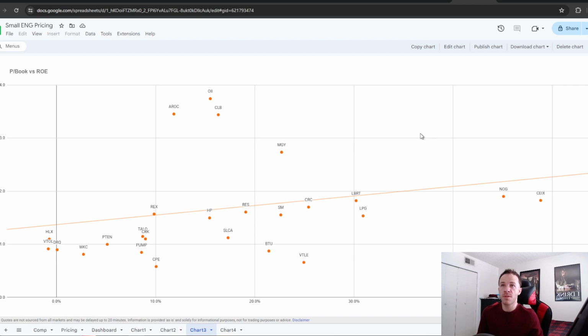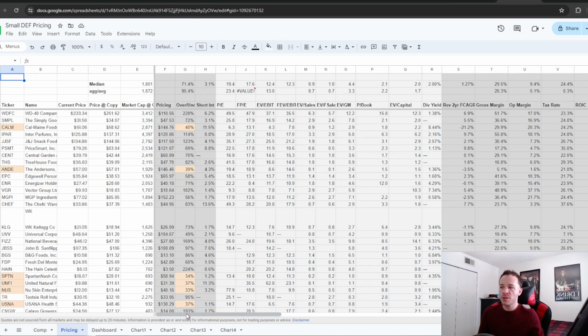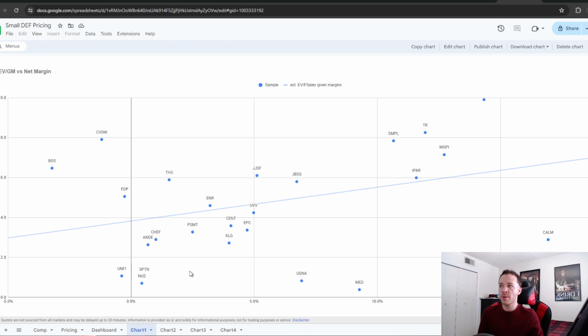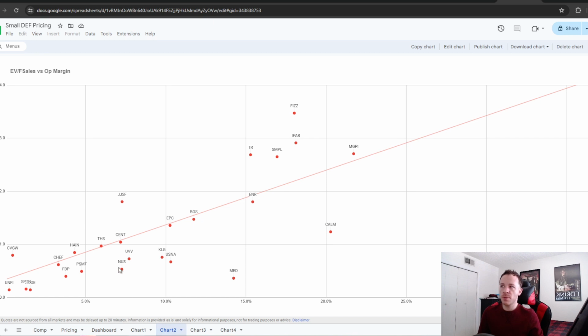Though there's also the fact that there's differences within the sector that helps to explain the lack of strength in the relationships as well. Then moving on to the consumer defensive sector, this is the last sector that we're going to be taking a look at. And the first chart we end up getting is EV to gross margins versus net margins, a nice positive relationship for this one. And then the second one we end up with is EV to forward sales versus operating margins, a nice strong positive relationship for this one.